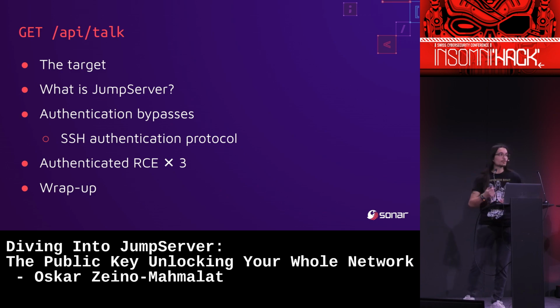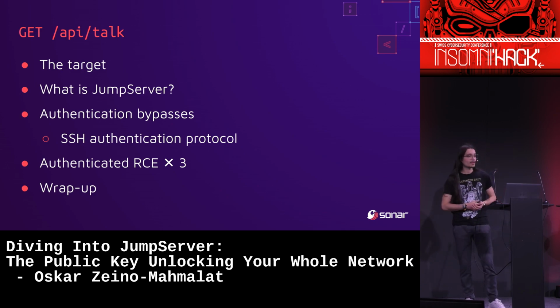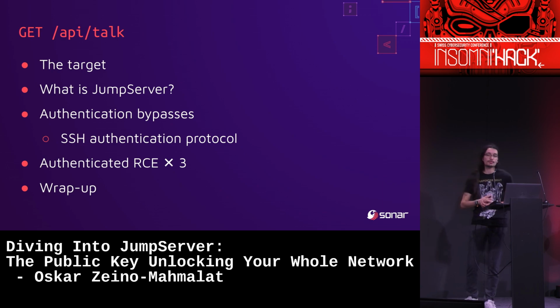But you want to know what's going on in this talk. So first I want to talk to you about why this thing that we're looking at is actually interesting, why attackers find this interesting. What is JumpServer? And then we're getting straight into some bugs, some authentication bypasses. We'll take a detour through the SSH authentication protocol. And after getting authenticated, we will find 3 different ways to gain remote code execution and take over basically everything. And of course, wrap up at the end.